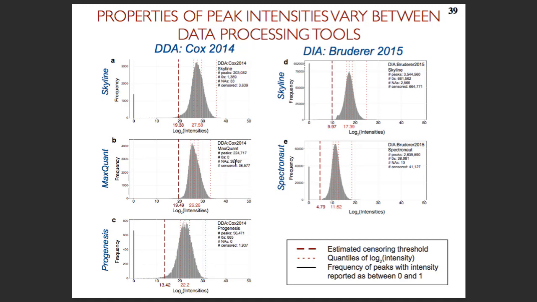On the other hand, MaxQuant reports 38,000 missing values. Progenesis has no missing values. And Skyline has 33 missing values. So you see that for the same data set, the type of data reported by different tools varies quite a bit. And the same thing for DIA. So here, Skyline reports 3 million peaks, and Spectronaut reports 2,800,000. Skyline has 661,000 zeros. Spectronaut only 38,000 zeros. Skyline has 2,000 missing values. Spectronaut only 13 missing values, right? So quite a bit of range of values between them.